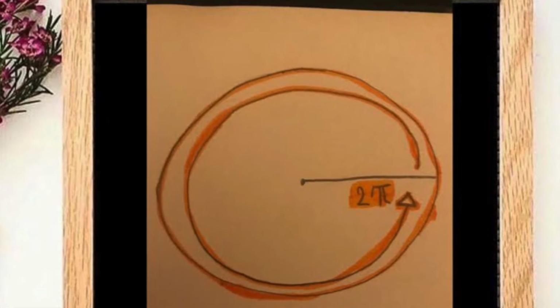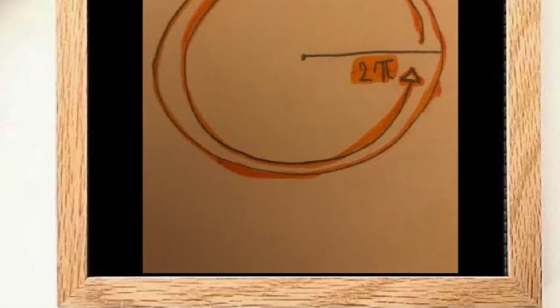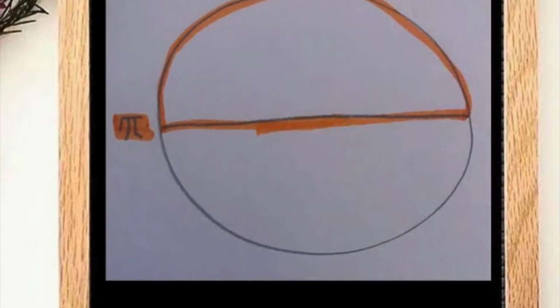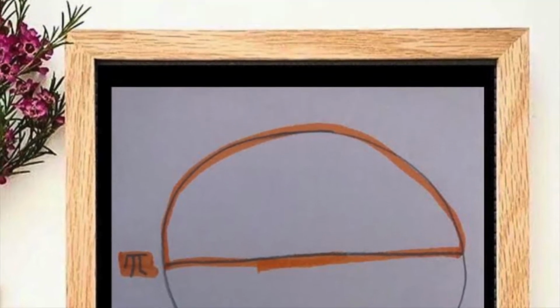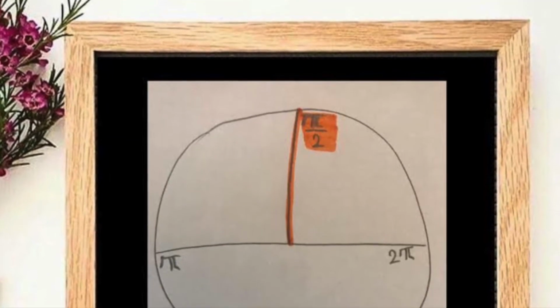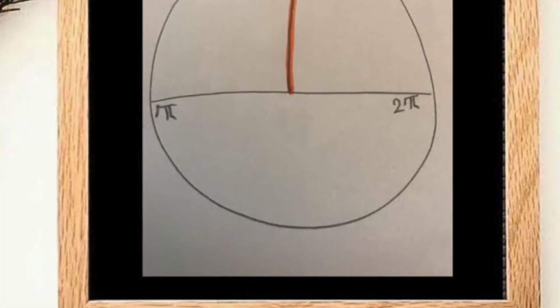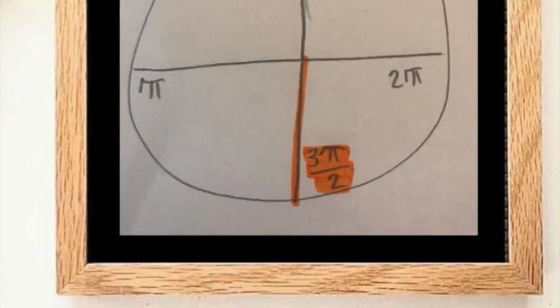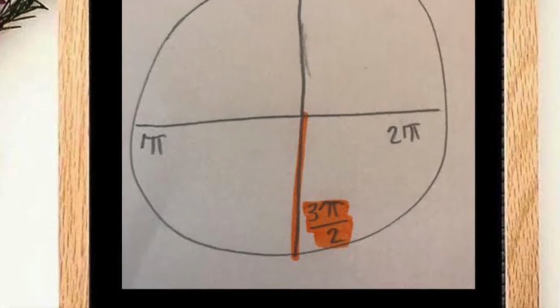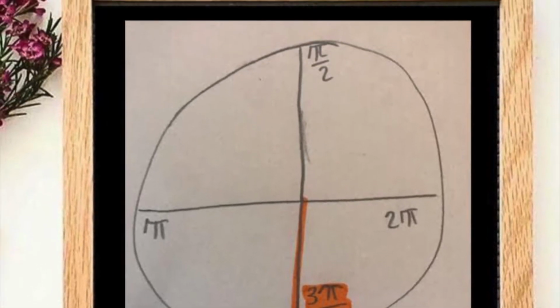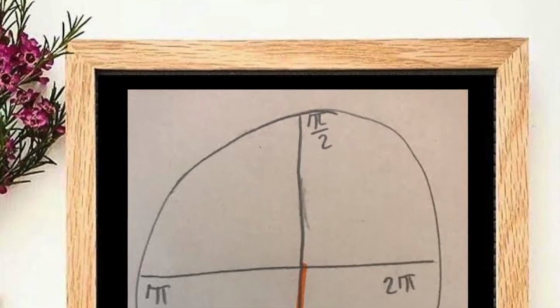The entire circle is equal to 2 pi. Half of the circle is pi. A quarter of the circle is going to be half of pi, or pi over 2. And finally, we have 3 pi over 2.